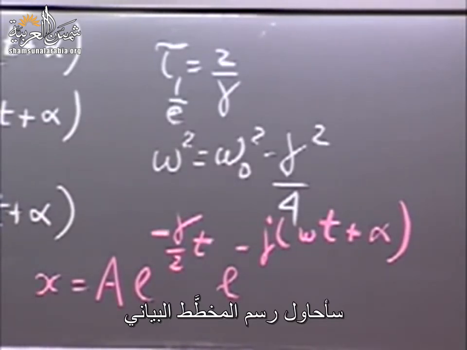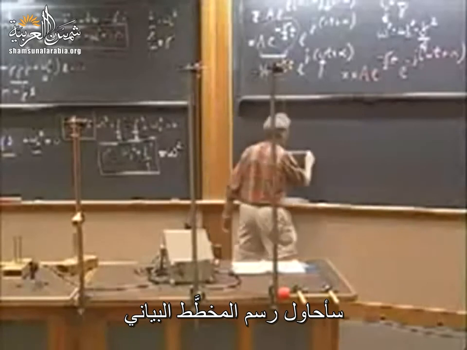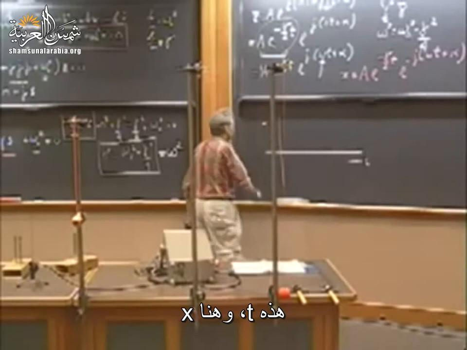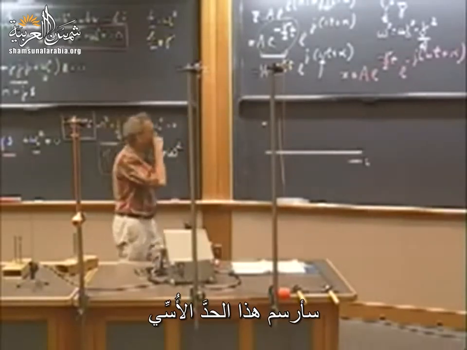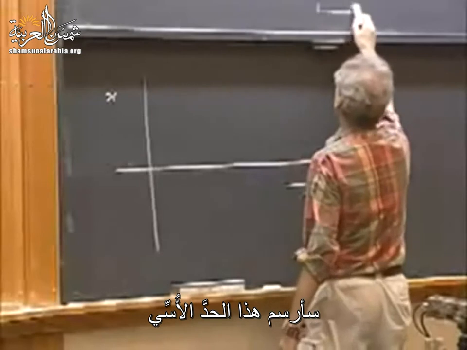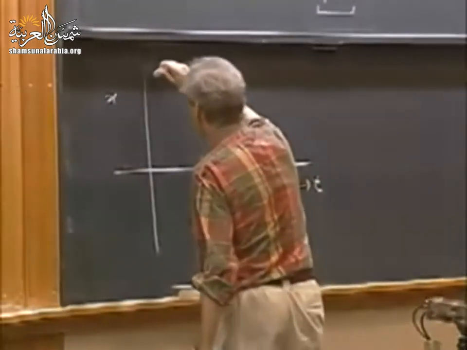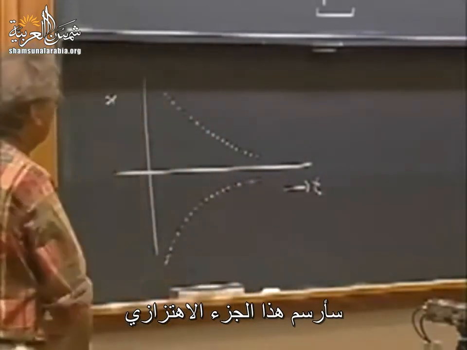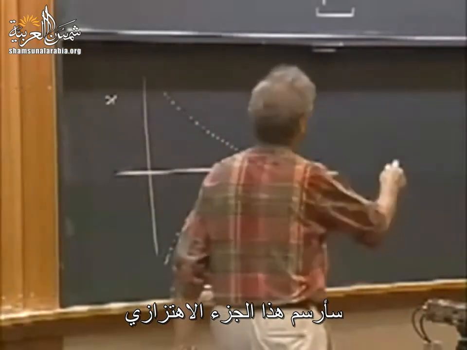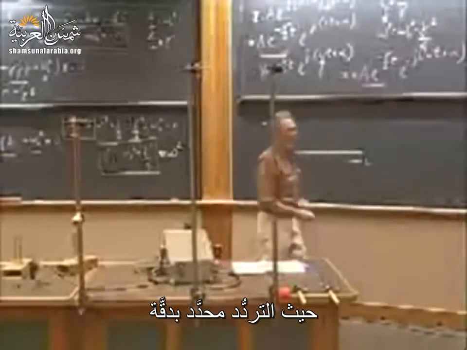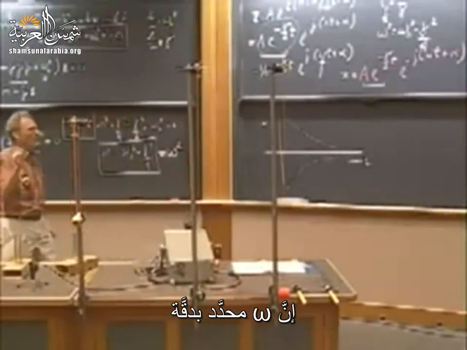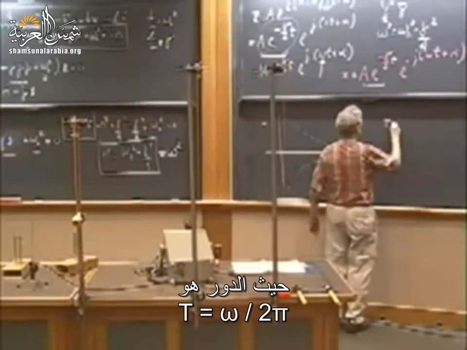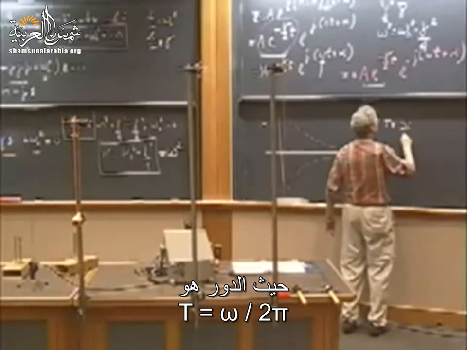I try to make a plot. So here is t, and here is x. And to guide my hand, I'm going to first put in this exponential. And now I'm going to put in that oscillatory term here, whereby the frequency is uniquely determined. Omega is uniquely determined. And the period T is that omega divided by 2 pi.